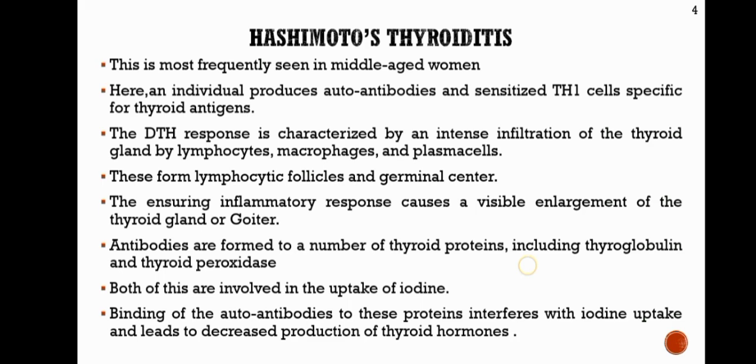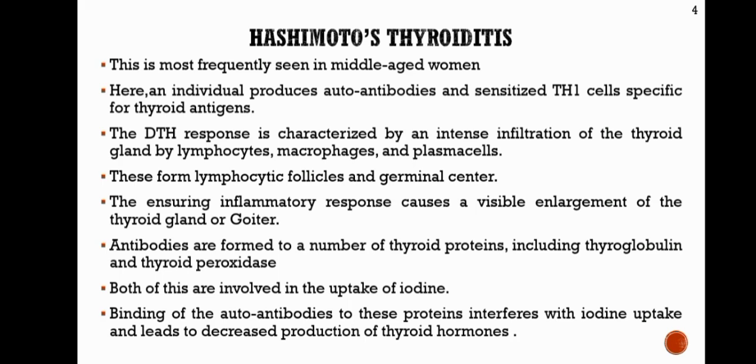Hashimoto's thyroiditis. This is most frequently seen in middle aged women. Here, an individual produces autoantibodies and sensitized Th1 cells specific for thyroid antigens. The delayed type hypersensitivity response is characterized by an intense infiltration of the thyroid gland by lymphocytes, macrophages, and plasma cells. These form lymphocytic follicles and germinal centers. The ensuing inflammatory response causes visible enlargement of the thyroid gland, or goiter.